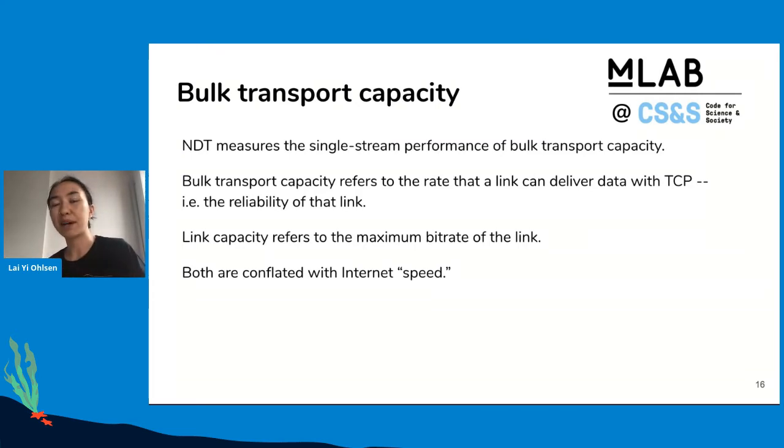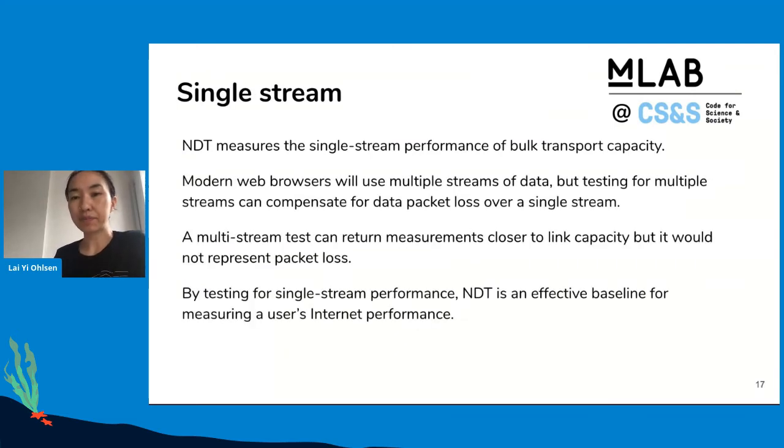But it can be useful, when thinking about MLab data, which could more specifically mean NDT data, to further define that it is a measurement of speed, depending on which definition of speed you're referring to. That is one part of the definition: it measures bulk transport capacity, which can be confused with link capacity. And then it measures the single stream performance. This gets into how, again, TCP works, and how in a modern browser, when you go to a web page, it's actually going to open up multiple streams. We measure one of those streams, so a single stream of bulk transport capacity. By we, I mean NDT does.